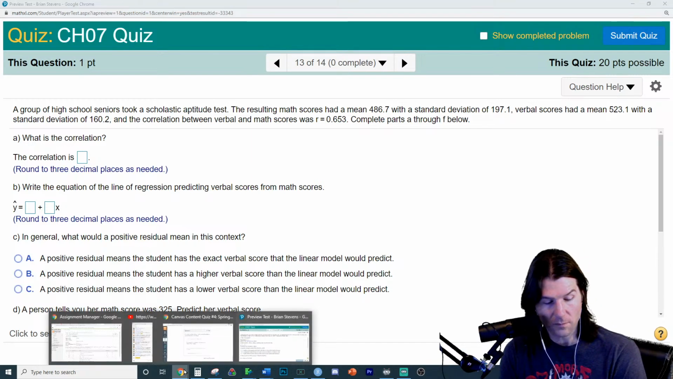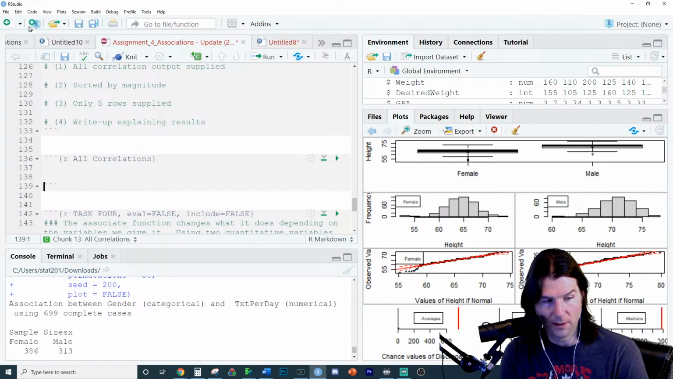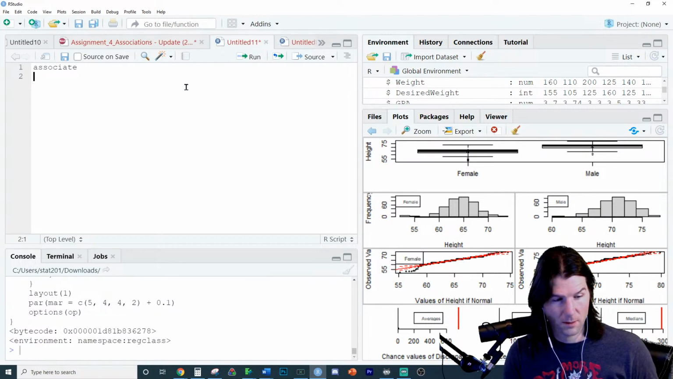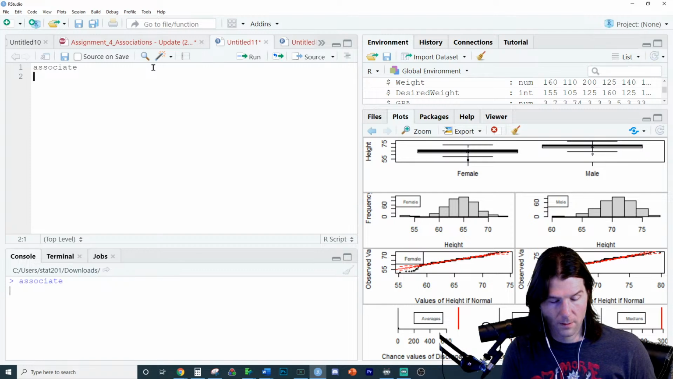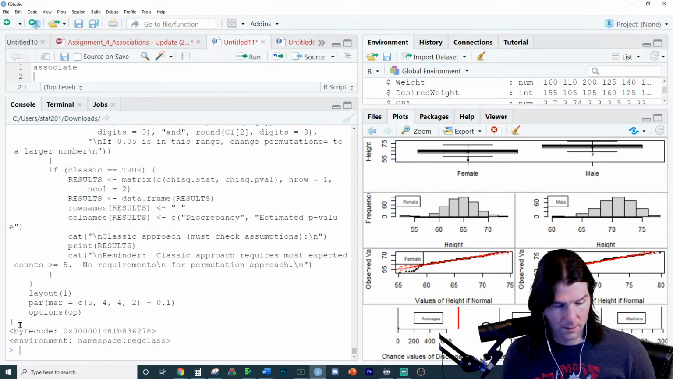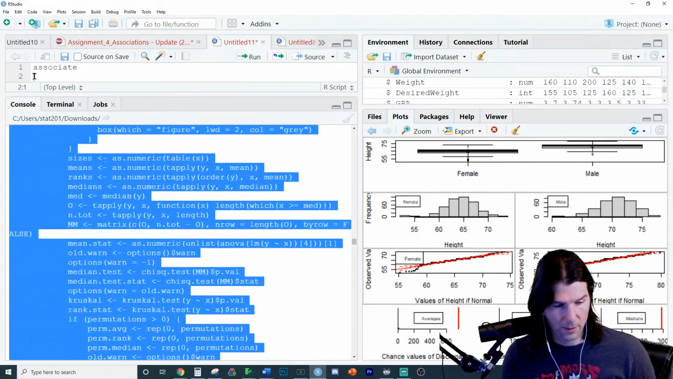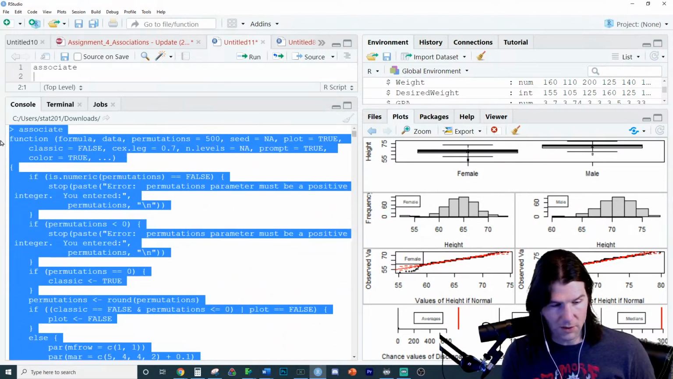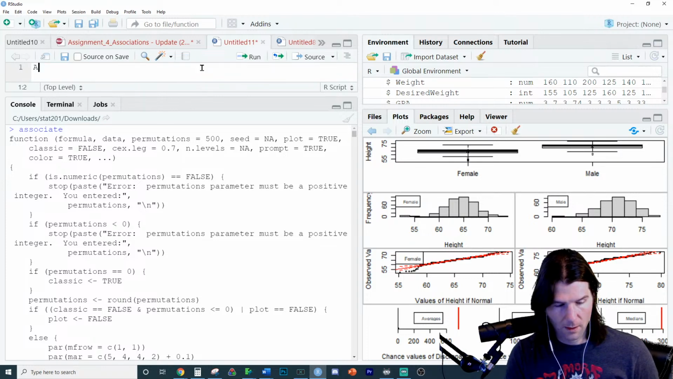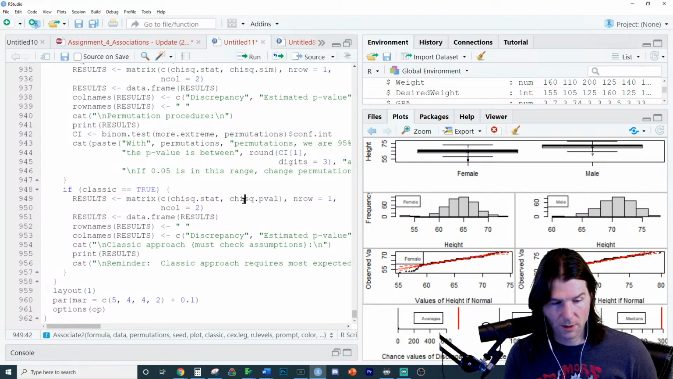Give me two seconds, and then we're going to do the... I could Discord you this, Connor, in a second. Scroll up. Associate 2. There we go. There's the function.